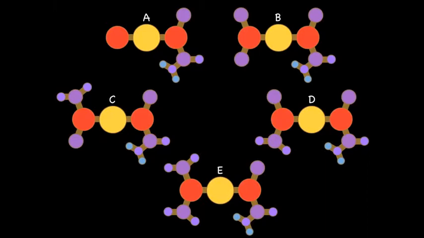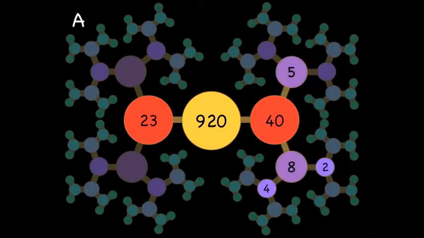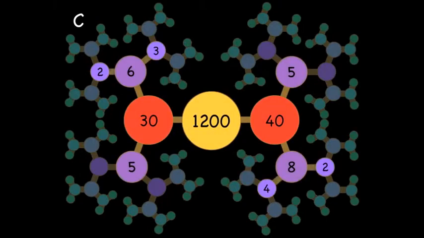The smallest integer that will fill shape A is 920. The smallest that will fill shape B is 880, and this is the best of the lot. The smallest that will fill shape C is 1200.